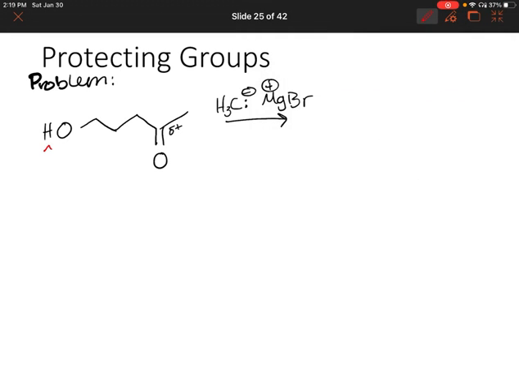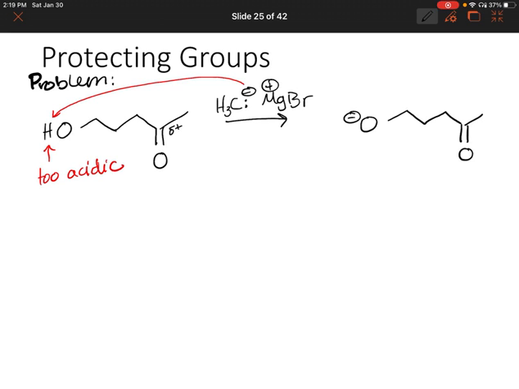And the problem is that the alcohol is too acidic. So our negative carbon can act as a base and will preferentially grab that hydrogen on the alcohol group. So we don't end up with a Grignard reaction like we would normally expect. And our product will give us a negative oxygen, and there's actually no reaction with the carbonyl carbon.